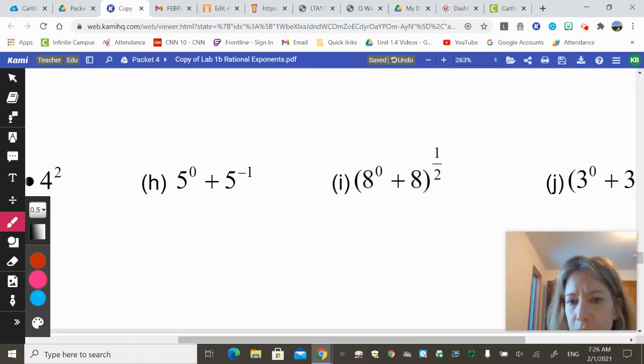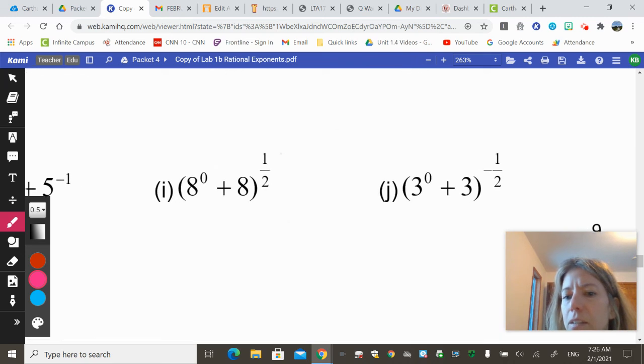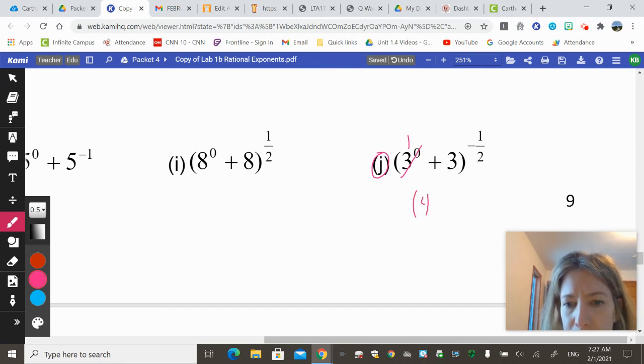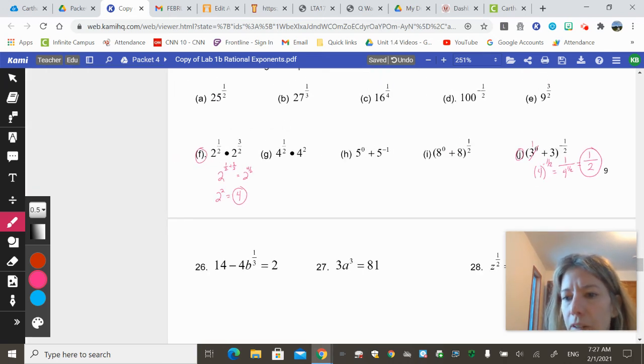And I'll do, let's see, I'll do J with you, okay? So order of operations, we're going to simplify parentheses first. Within parentheses, I see exponents. So 3 to the 0 power is 1. Okay, now I can add 1 plus 3 is 4. So I'm doing 4 to the negative 1/2. I know a negative exponent means that's the same as 1 over 4 to the 1/2 power. And I know 4 to the 1/2 power just means the square root of 4. So my final answer here would be 1/2.